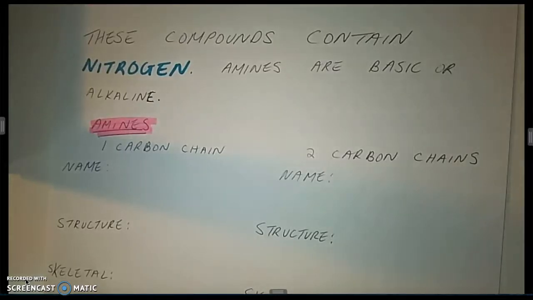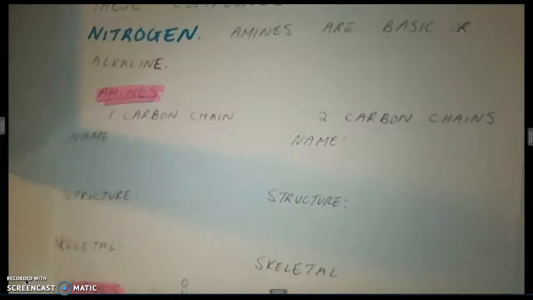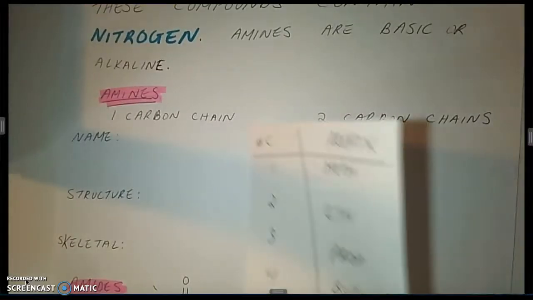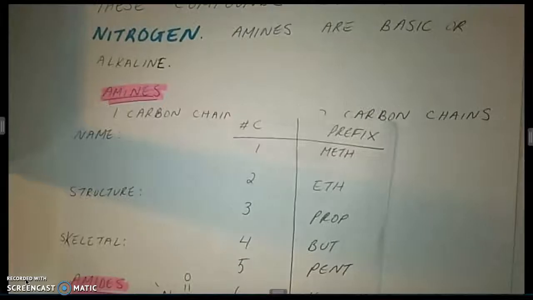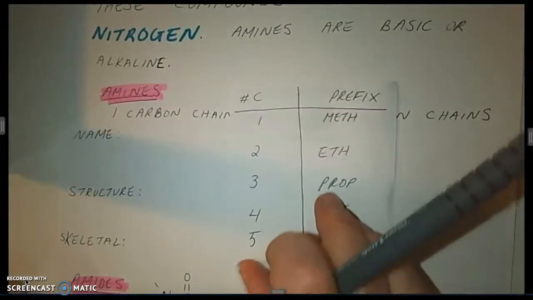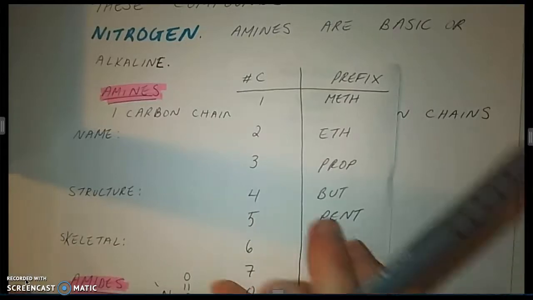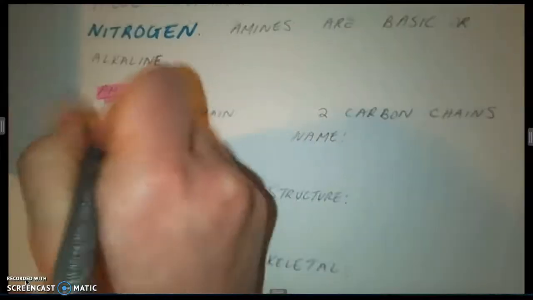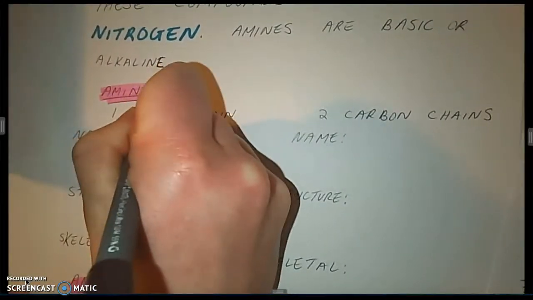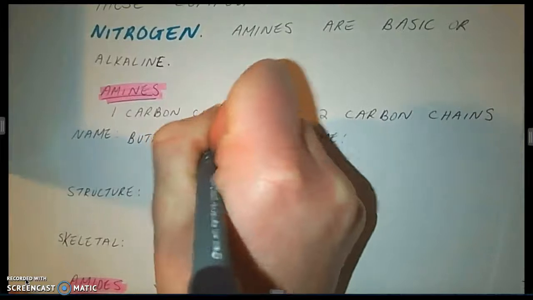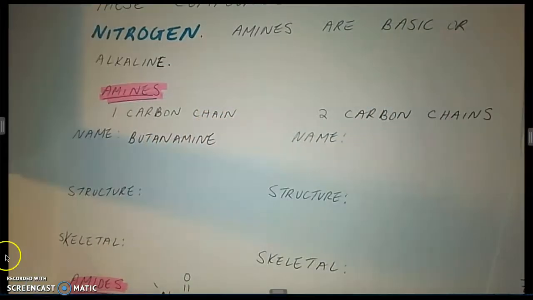Starting with amines with one carbon chain. For this, I'm going to look at my list of prefixes and pick a number of carbons I want to work with. Let's say I want 4 carbons, so I'm going to use "but" in my name. And because I'm drawing an amine, it's going to be butanamine. That's how I would name that.